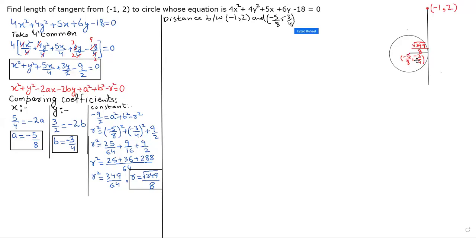The center coordinates and minus 1 comma 2. This will be my x1 y1, and this will be my x2 y2. So I will go with the distance formula, which is y2 minus y1 whole square plus x2 minus x1 whole square. This is the distance formula. Now I'm going to plot my values.